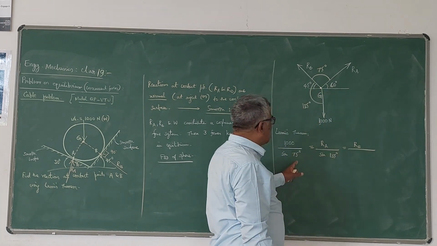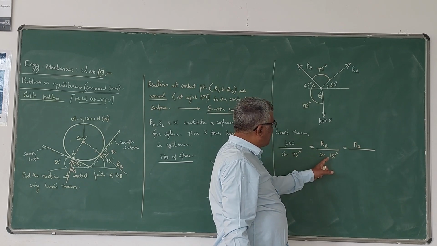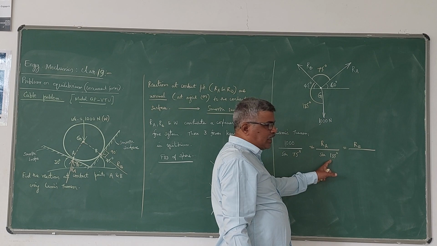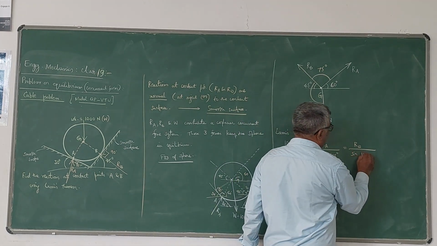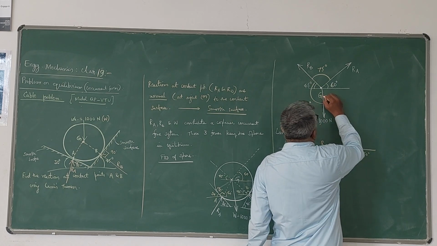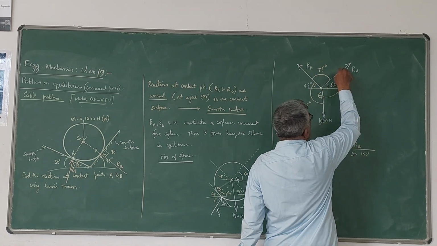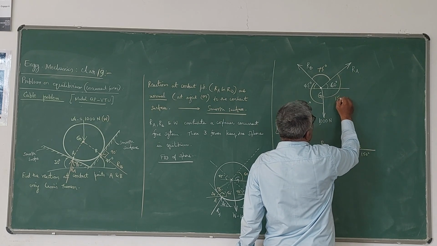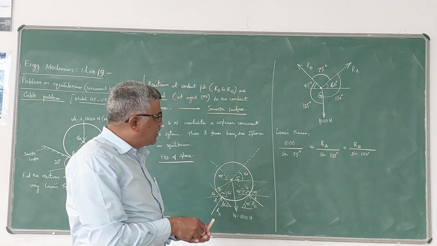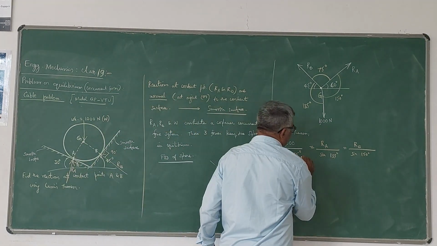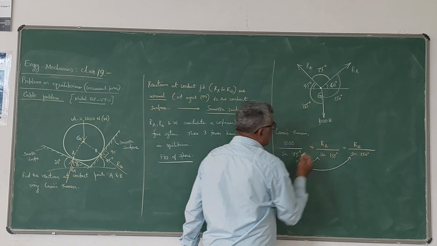Then it is equal to RB divided by the remaining angle. The remaining angle is the sum of these two, that is 75 plus 135, which is 210. 360 minus 210, that is 150. So RB divided by sine 150 degrees. Now this is the Lami's equation. You take the first two and the first and third to get the unknowns.